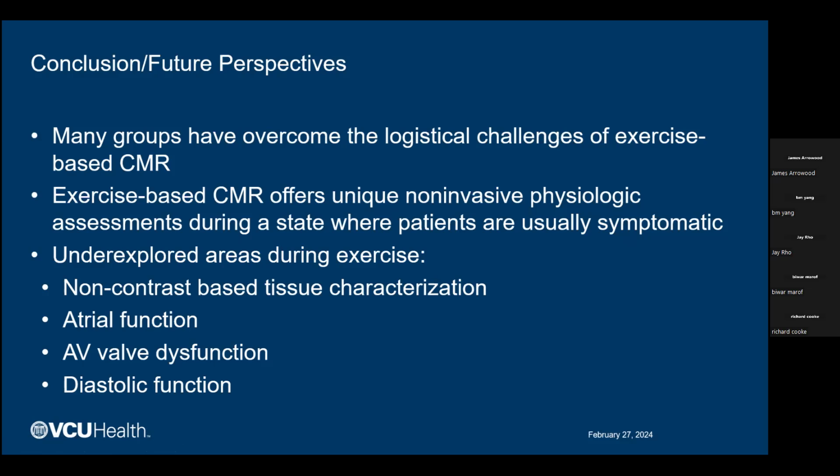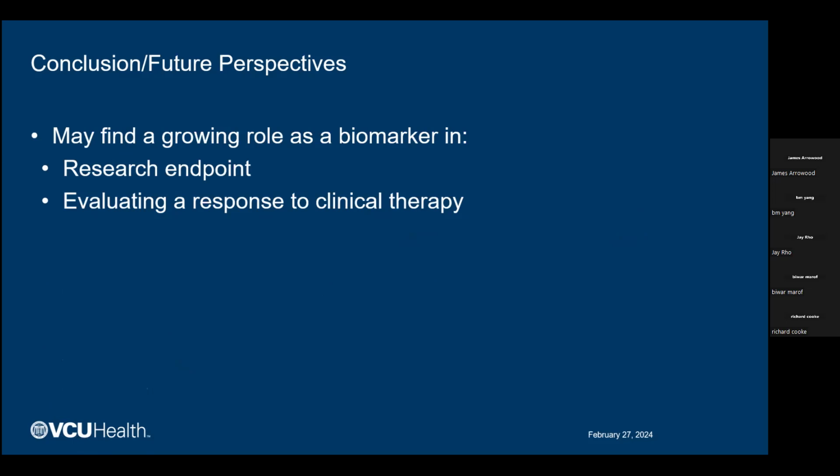I think we have some areas that are left to be explored, such as non-contrast based tissue characterization, T1, T2 maps, atrial function, AV valve dysfunction, and then diastolic function, I think is something that needs to be tackled with CMR and with CMR in general. And then hopefully we'll see that it may find a growing role as a biomarker, as a research endpoint, or evaluating clinical patients as they respond to therapy.